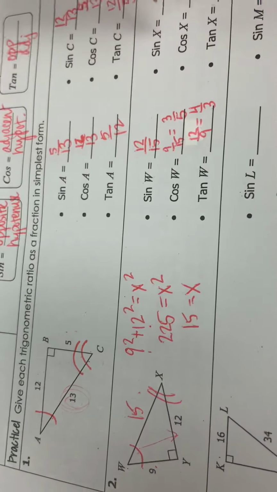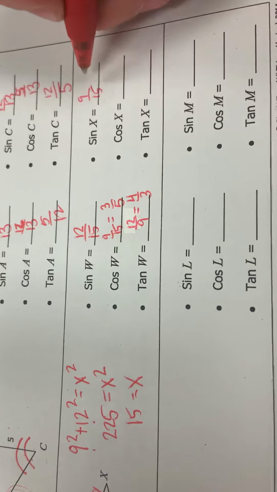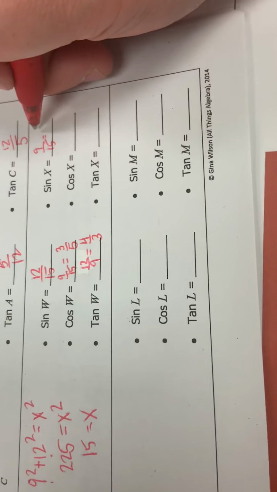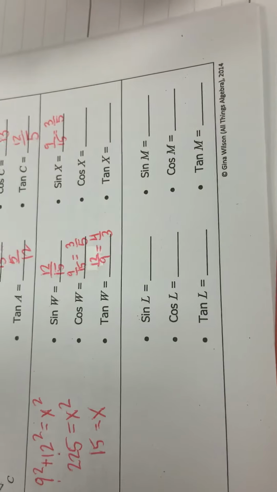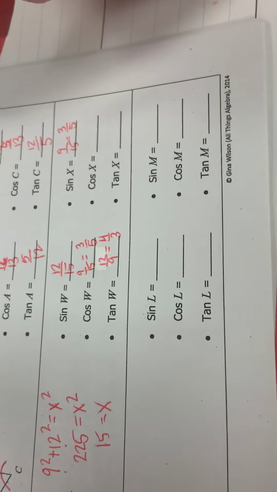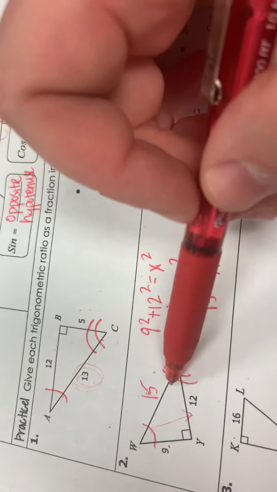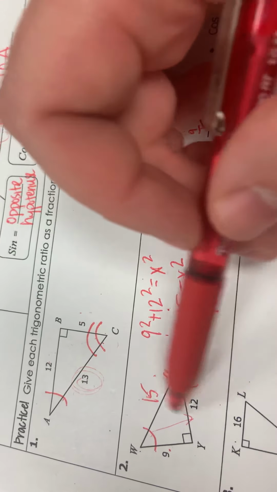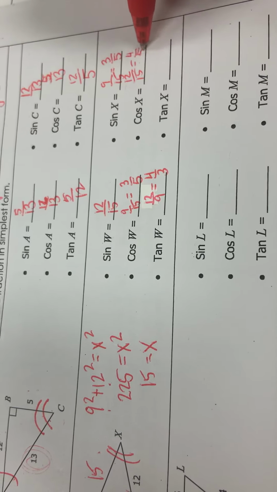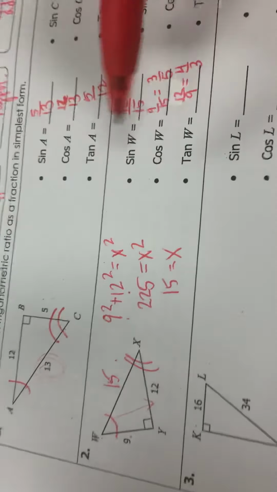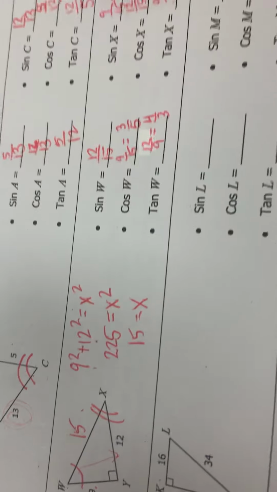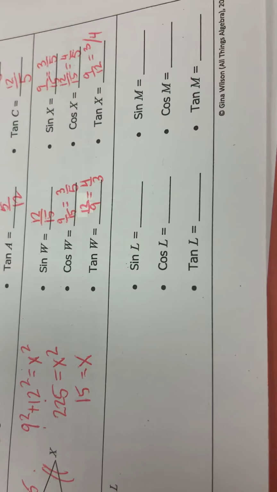Okay, now let's do the X. X, we're going to do sine is opposite, which is 9, over hypotenuse, which is 15. 9 over 15 can also be simplified by dividing each top and bottom by 3 to 3 over 5. Cosine of X is adjacent over hypotenuse, so 12 over 15. And each of those can be divided by 3 again, so it's 4 over 5. And lastly, tangent of this angle is opposite over adjacent, so 9 over 12. And once again, those each can be divided by 3, so 3 over 4.